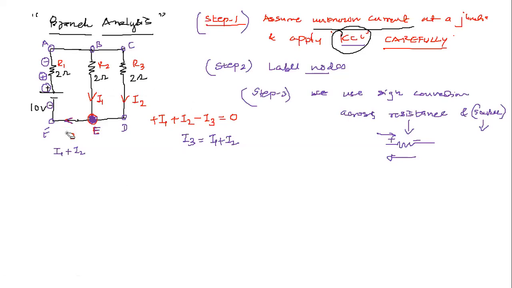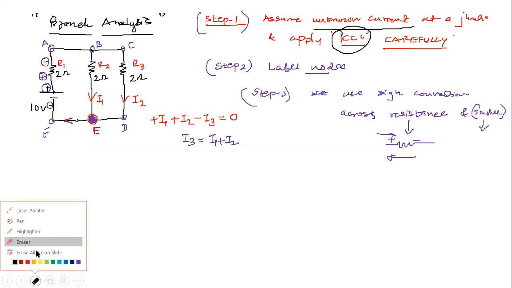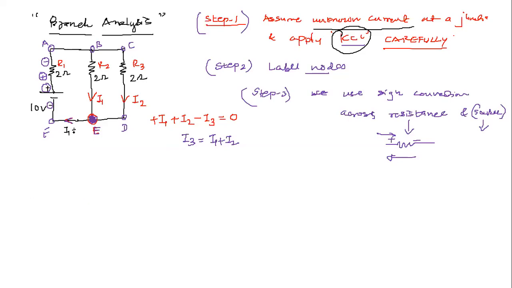Let me erase unnecessary things which are there, right? So this one is, let me write down, this one is I1 plus I2, right? Anyway, so now the fourth step is to apply KVL to any 2 loops, right? Any 2 loops, apply KVL.